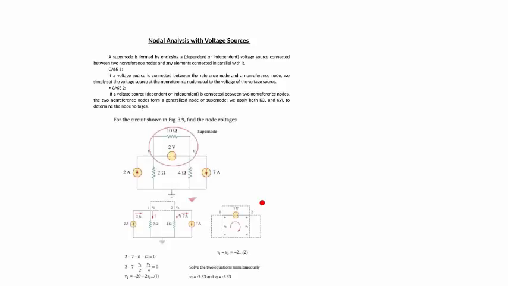Now let's look at another example, which is supernode. Supernode means it's when there is a voltage source between two nodes. This is an example of a supernode. When you identify something as a supernode, whether dependent or independent, you take that part out, similar to what has been shown below, and then these two nodes are seen as one.